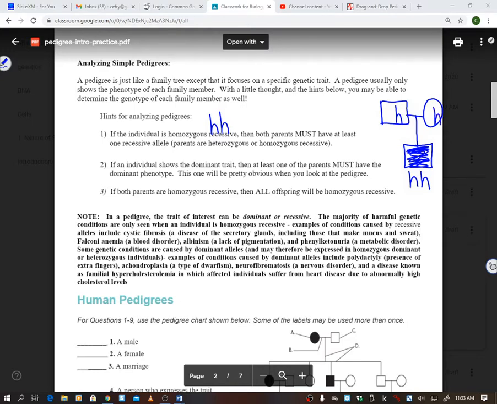Now they're not completely filled in. So if they're normal, I know that has to be their genotype. So that's how I can figure out parents. Number 2 is pretty straightforward.